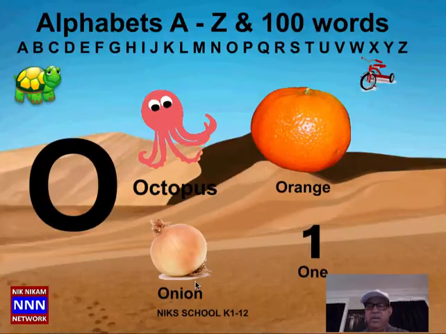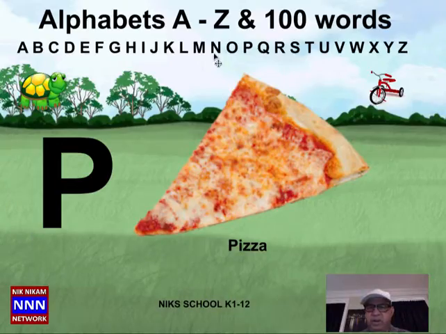Orange and onion come under the vegetable group. So you have to eat lots of vegetables so that you will be a strong boy or girl. You follow me? Okay, let's look at the next letter here. We started off with N, we finished O, now we are into P.